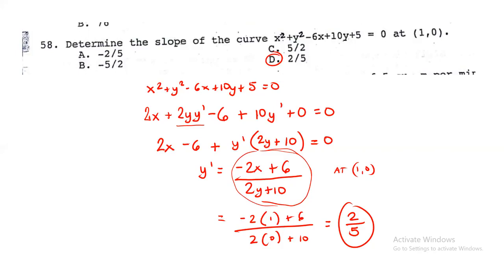So, next tayo. Next, 58. The volume of a cube is increasing at a rate of 5 cubic meters per minute. What is the rate at which the surface area is increasing in meters squared per minute when its side is 10 meters? So, itong question na to, time rates na naman.